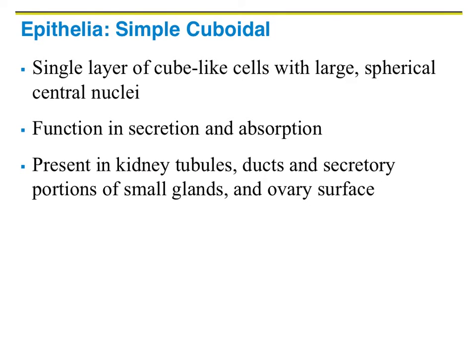The second type of epithelial tissue is simple cuboidal. Again, this is one layer of cells. However, the cell's shape will be cube-like. Nuclei will be spherical. Functions include secretion and absorption. Simple cuboidal epithelia is present in kidney tubules, in the ducts and secretory portions of glands, and ovary surfaces.